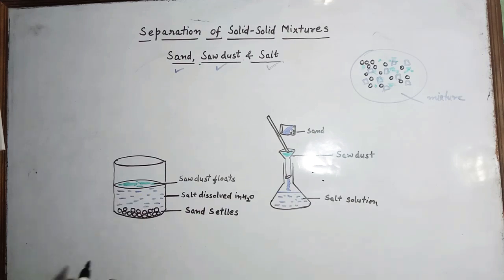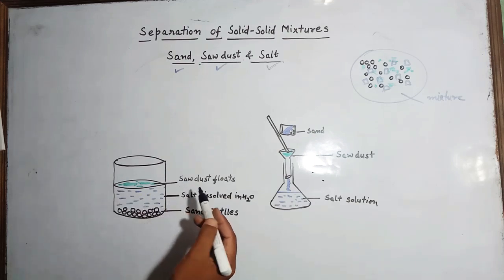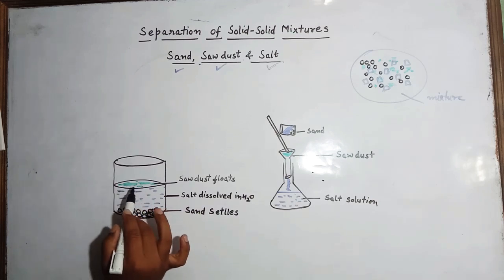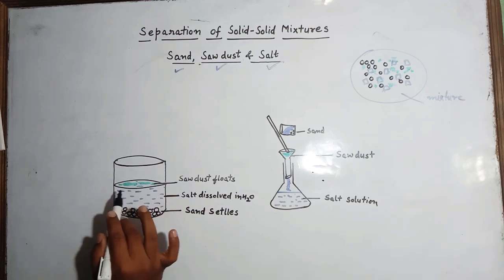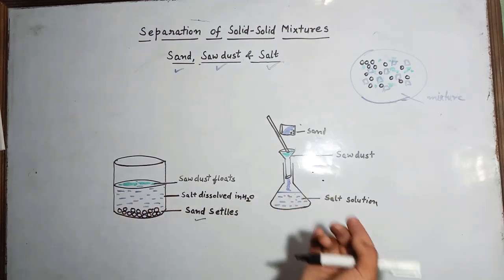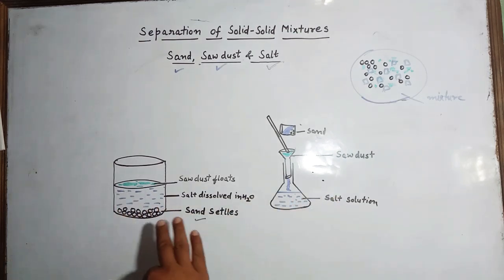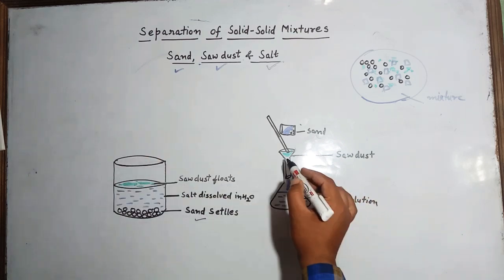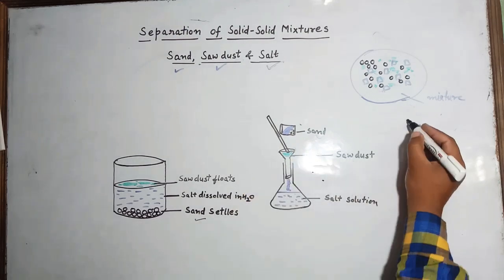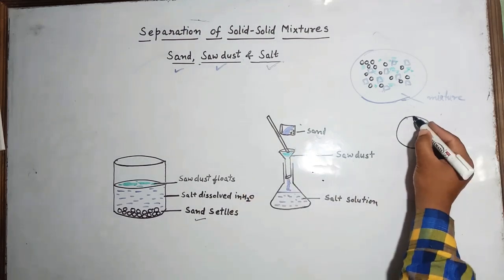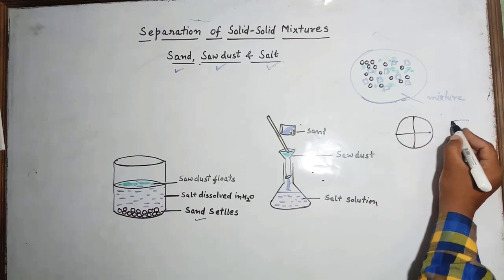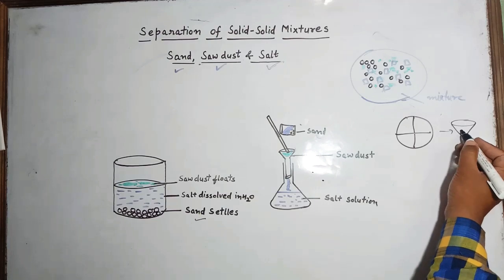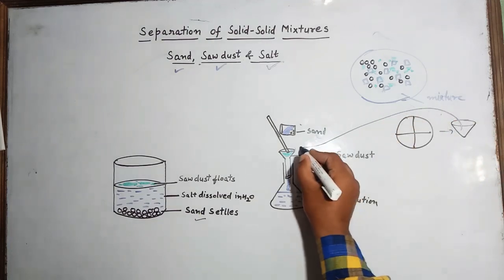With blue color you can see the solution. Sawdust, as you know, is lighter than water, so it will float on the surface of water. Sand settles down in the beaker. So we will take this mixture and pour it into the funnel using filter paper. We will take this filter paper, fold it into this shape, and keep it in the funnel.